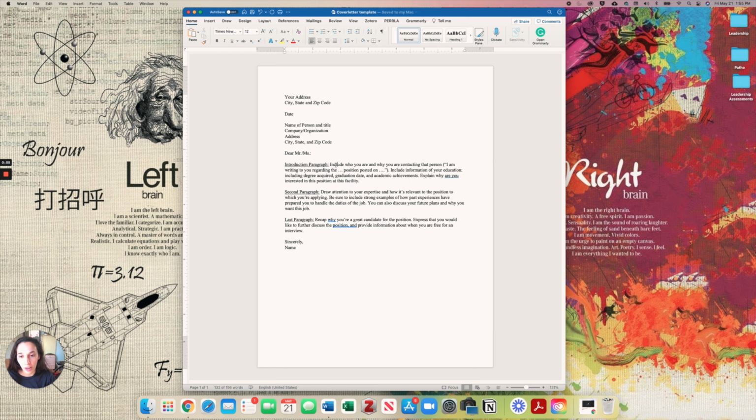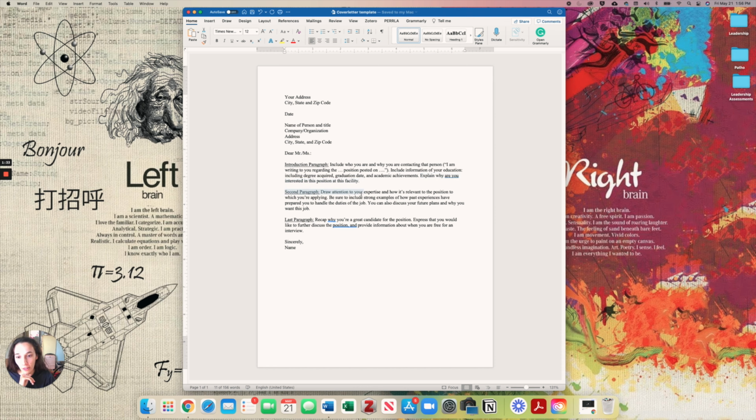The first paragraph is going to include who you are and why you're contacting them. So, I'm writing to you regarding the nursing position on the med-surg unit posted on the hospital website. You could say whatever hospital it is. You want to include information about your education in this section, as well as the degree you acquired, your graduation date, and any academic achievements that you have. And you want to explain why you are interested in this position at this facility. So go into why you would like to be in this unit, why you want to be in this hospital, what in your past has prepared you for this.